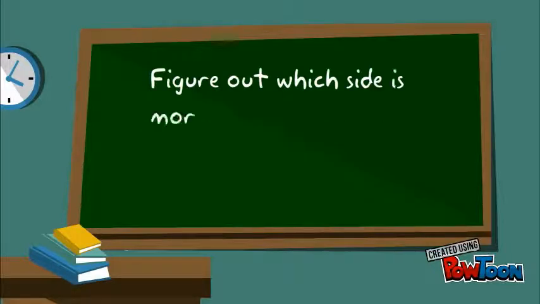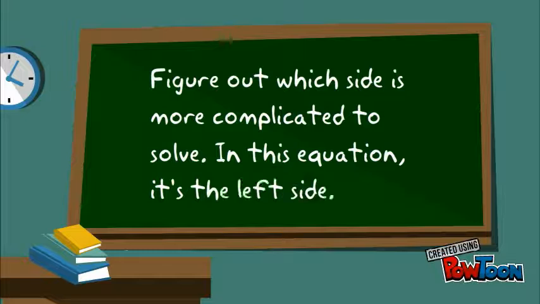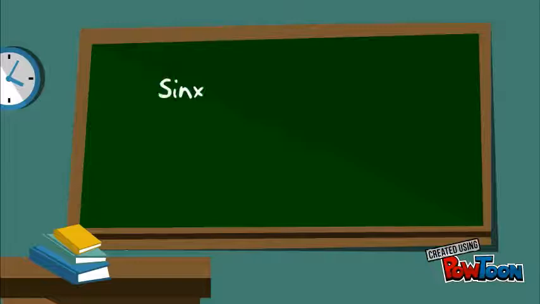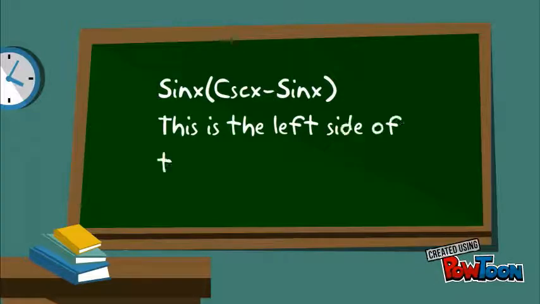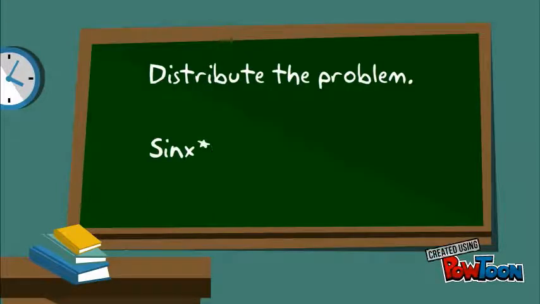The first step of this problem is to figure out which side is more complex. In this equation, the side that is the most complex to solve is the left side, so you would solve that side first. So the side of the problem you will solve is sine x (cosecant x minus sine x). The next step of this problem is to distribute.